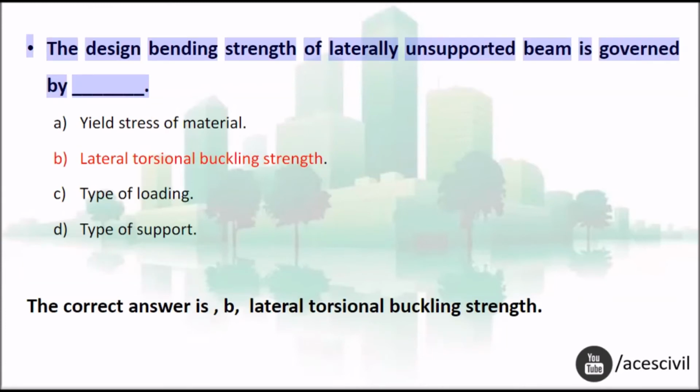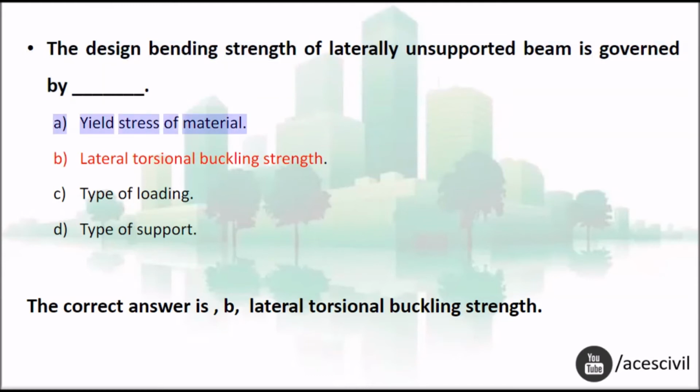The design bending strength of laterally unsupported beam is governed by A. Yield stress of material, B. Lateral torsional buckling strength, C. Type of loading, D. Type of support. The correct answer is B. Lateral torsional buckling strength.